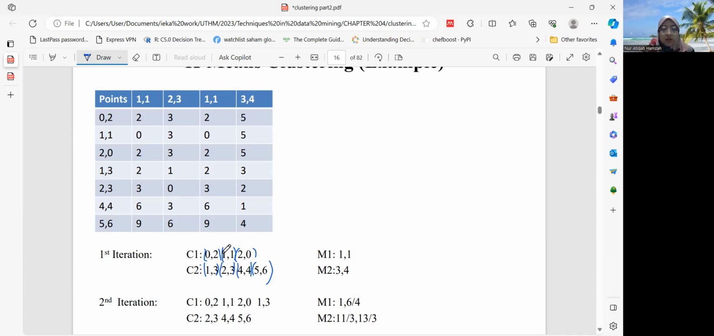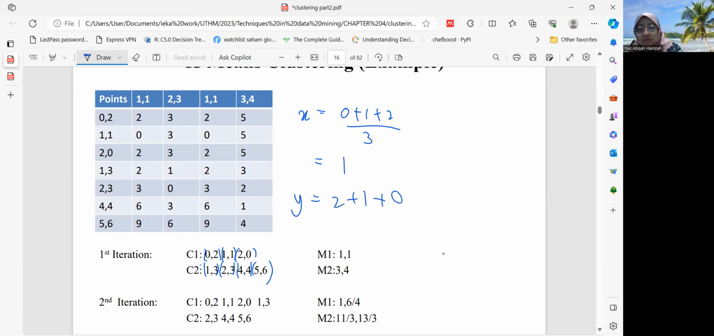Okay, you can see that we have 3 points for cluster 1. Okay, so kita tambahkan untuk dia punya X. Okay, 0 plus 1 plus 2 divided by 3. Why divide by 3? Because we have 3 points. So, bila nak cari min, divide by 3 jugalah. So, we have 1. So, for Y, we have 2 plus 1 plus 0 divided by 3. So, (1, 1).